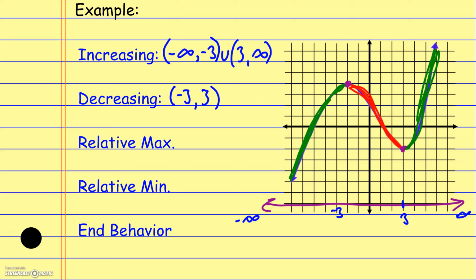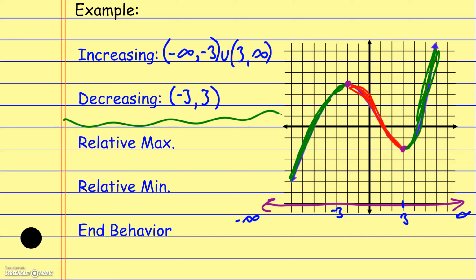And you can see the interesting thing here is that every x value is included. See, from negative infinity to negative 3, the function was going up, and then from negative 3 to positive 3, it was going down, and then from positive 3 to infinity, it's going back up again. So every x value is listed here at some point, in some way. Okay? And then we jump to relative maximum.